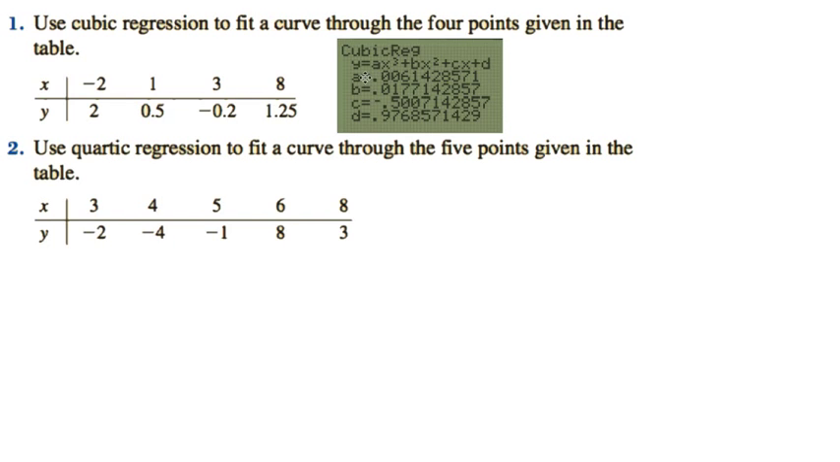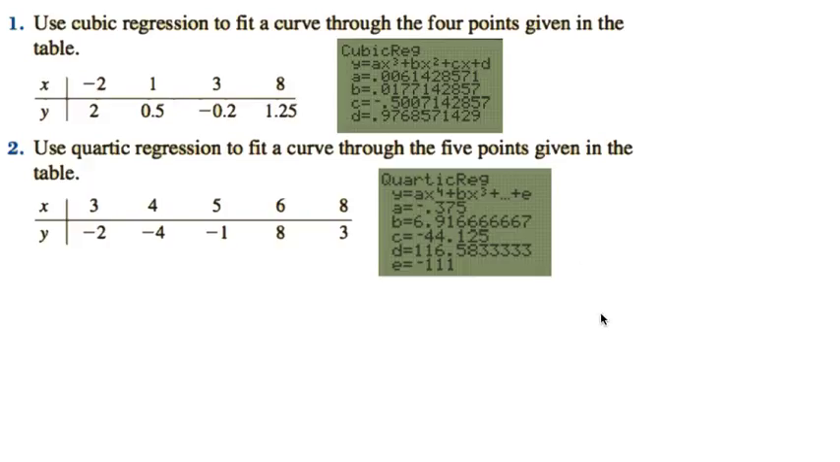So it gives you the form y equals ax cubed plus bx squared plus cx plus d. And then it gives you each of your coefficients for those terms. So make sure you're able to plug those into your calculators and find either the cubic or quartic regression. Here's the quartic regression answer.